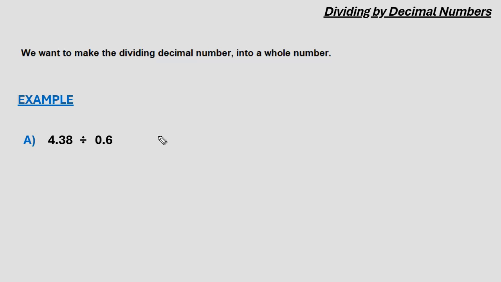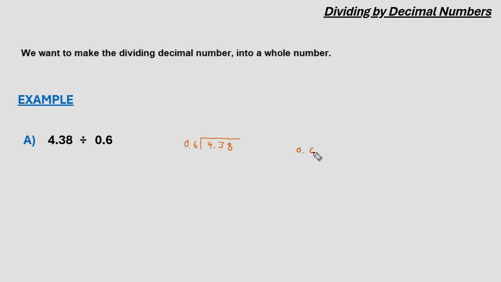When we wish to make a division by a decimal number, what we want to do is to make this dividing decimal number into a whole number. So let's look at example A, and we'll initially set up as normal for a division sum, like so. Now we want to turn the dividing number 0.6 into a whole number.